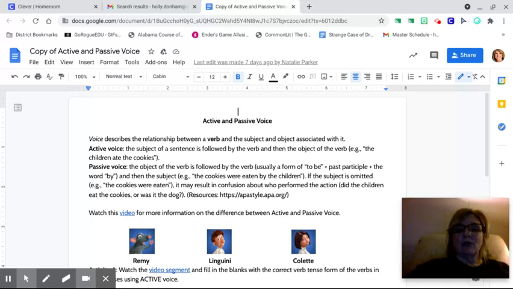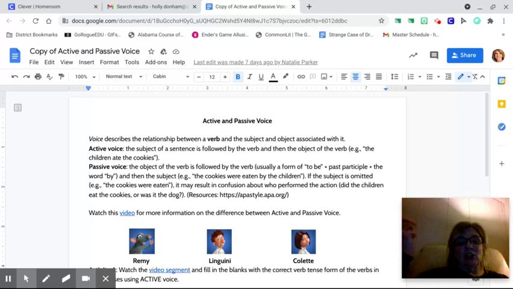So you're going to notice passive voice sentences are probably going to have the helping verbs in them, like was and were. That's going to be a cue that it's passive voice. If it's an active voice, remember the subject is actually doing the action. The action's not being done to it.